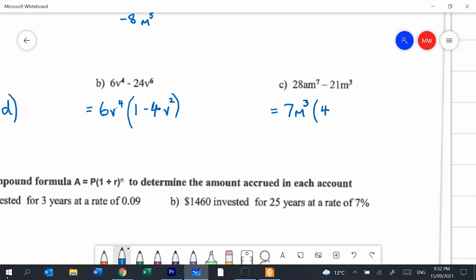So 7 times 4 makes 28. I need an A, and I need an M to the power of 4 here. And then I'm going to go 3, and I've got that sorted now, so let's just double check. 7m to the 3 times 4am to the 4 does make 28am to the 7. Great. And then 7m to the 3 times minus 3 makes minus 21m to the 3. So we've got that one sorted.